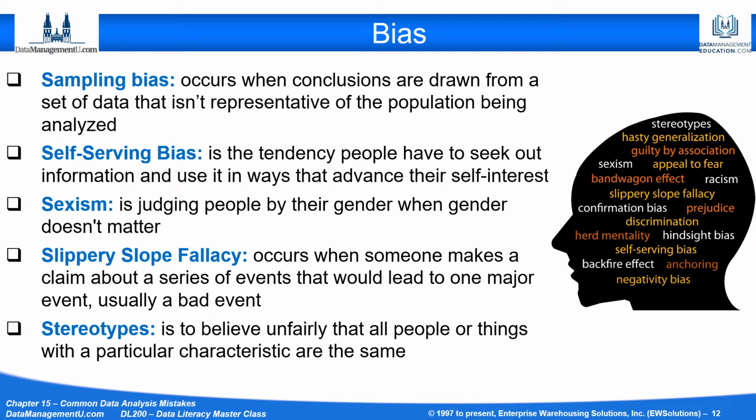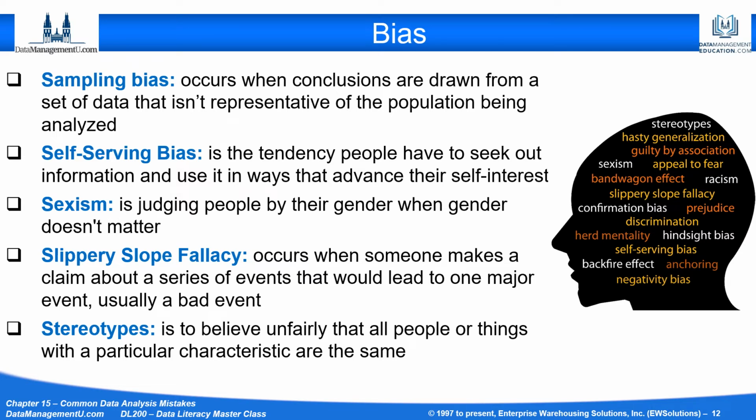Slippery slope fallacy. This occurs when someone makes a claim about a series of events that would lead to one major event, usually a bad event. So this is when, hey, we see a series of things happening, some points in our data, and we're using this to say, hey, some really major event is about to take place. Typically, you see it as a bad event, but not always. Sometimes it's the other way around.